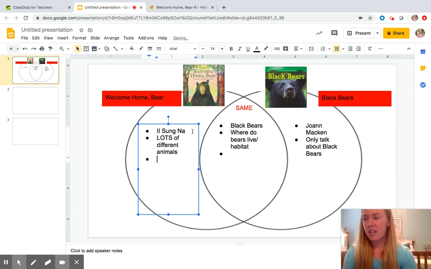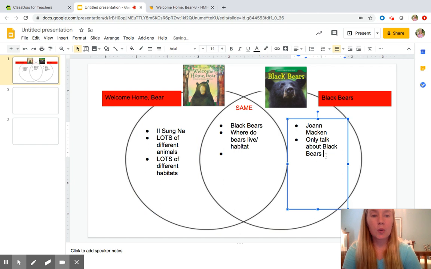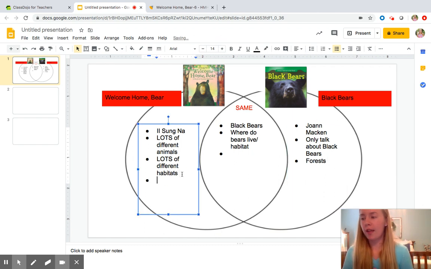Lots of different animals. How else are these two books different? Start giving me ideas. Ooh, I heard somebody say this book, Welcome Home Bear, discusses lots of different habitats, but the story Black Bears, what is the only habitat it talks about? The forest, right? So lots of different habitats. But this story talks about forests. All right, what else can we come up with?